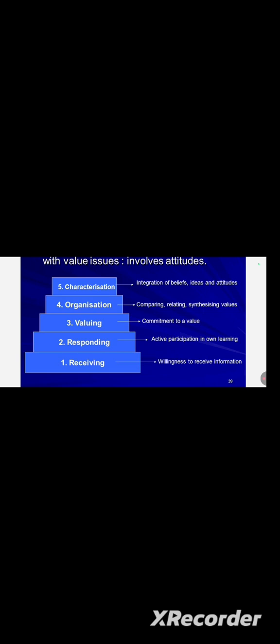after that organized. And then after receiving their answers, the teacher should compare whether it is correct or not, whether it is related, relevant, comparable, acceptable, reasonable, and all those things. And at the last, all the integrations of beliefs, ideas, and attitudes will take place. So this is about the affective domain.